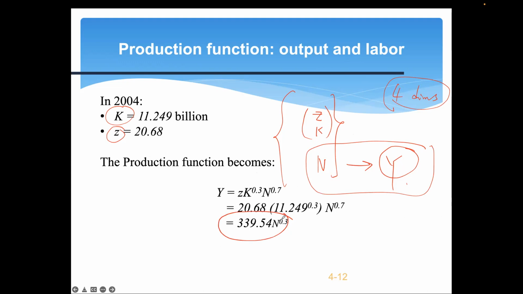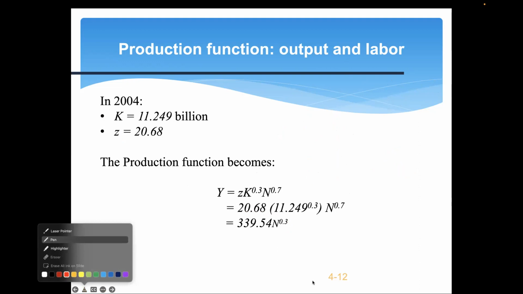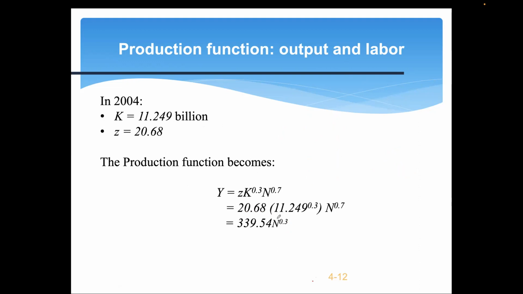Apparently this is a typo. Let me erase here and highlight where the typo is. The typo is here. This should be 0.7 instead of 0.3. Now this is how the output is going to change with labor.